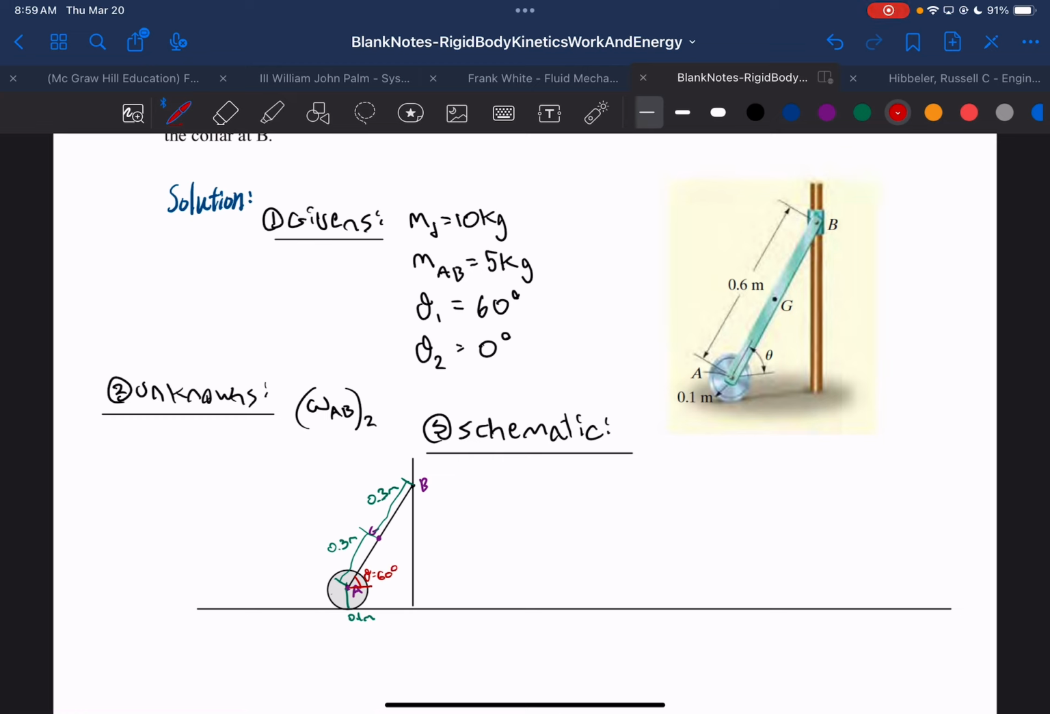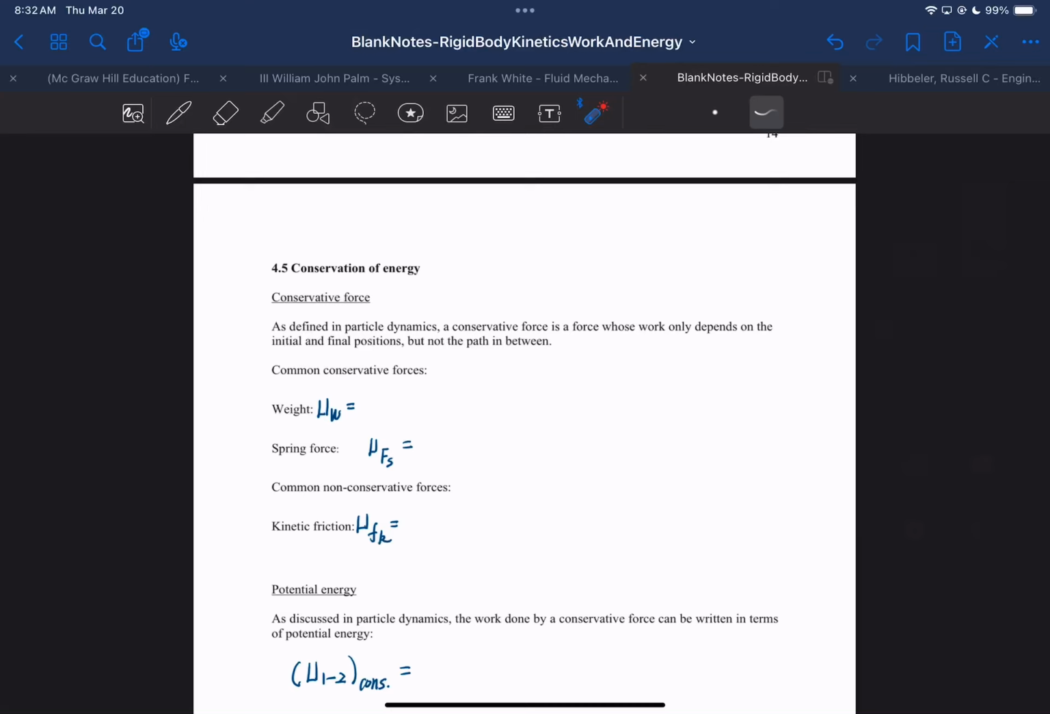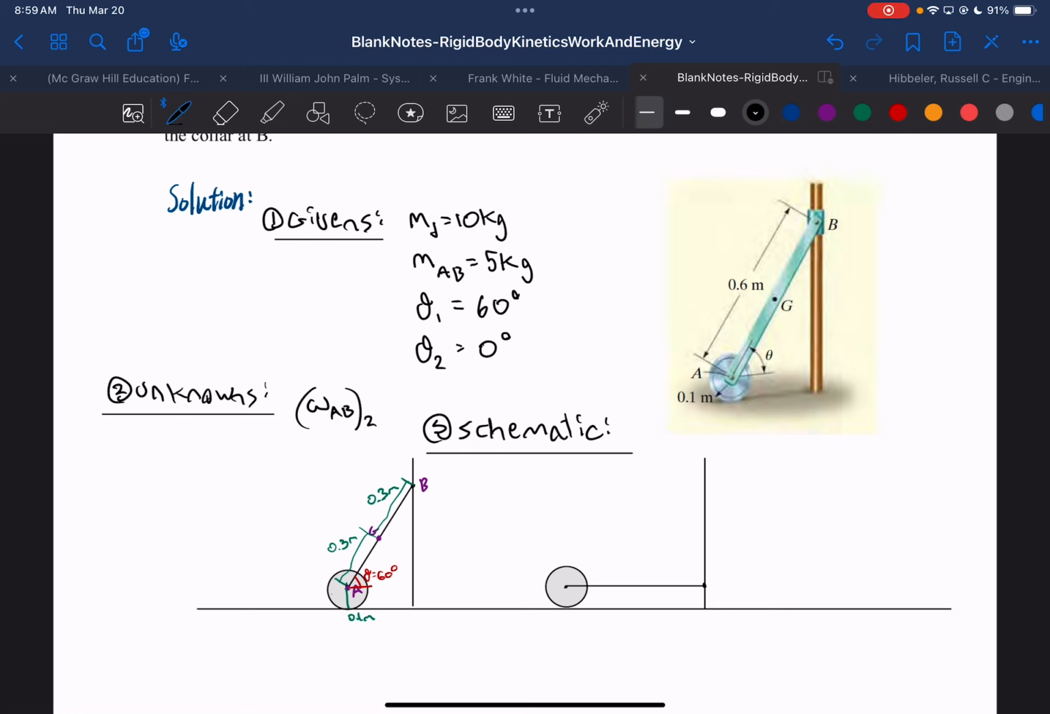In my state 2, when theta is equal to 0, let's say my thing looks like this. It's probably not to scale, but this is what it's going to look like when theta is equal to 0, right? It's going to come down. It's going to go like that. So now this is my B prime. This is still my point G, and this is my A prime.